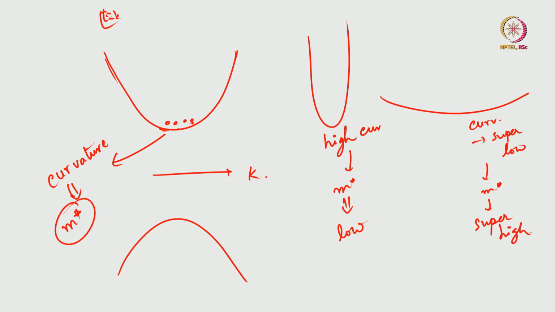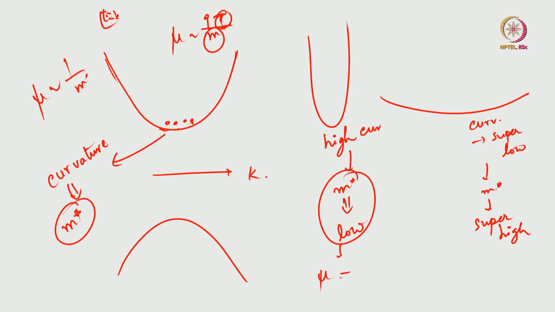Effective mass is typically correlated with the electron mobility, because the electron mobility is inversely proportional to effective mass, q tau by m. Tau is the scattering time, you can say the mean momentum relaxation time, and m is the effective mass. So mobility is proportional to 1 by m. If your effective mass is really low, then your electron mobility will be very high. If your effective mass is really high, then your electron mobility will be very low.